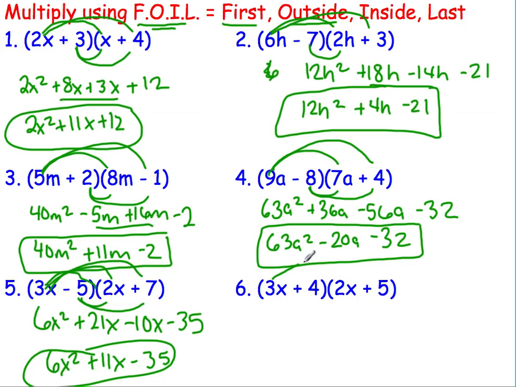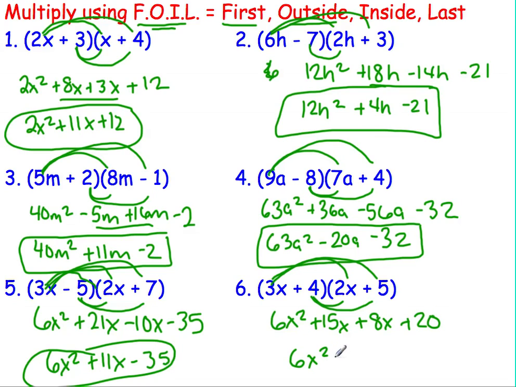The first terms, we'll multiply 3x times 2x to give us 6x squared. 3x times 5 is positive 15x. 4 times 2x is positive 8x. And then 4 times 5 is just positive 20. If I combine terms, that's 6x squared. This would be plus 23x. And finally, my constant term, plus 20.